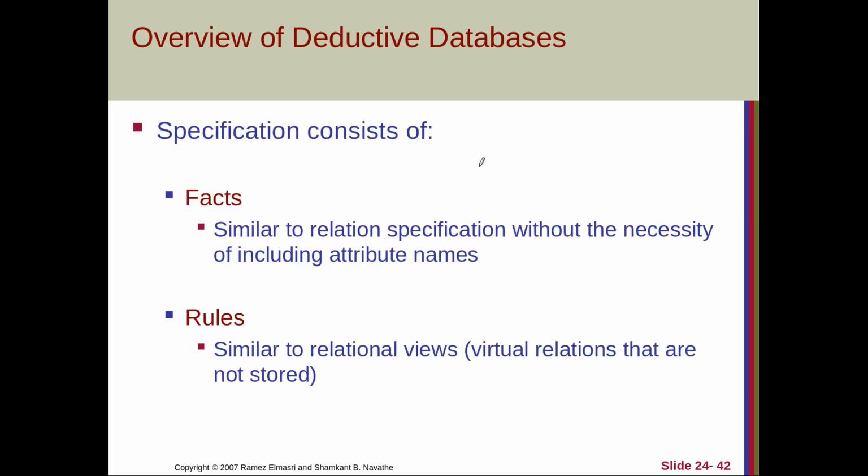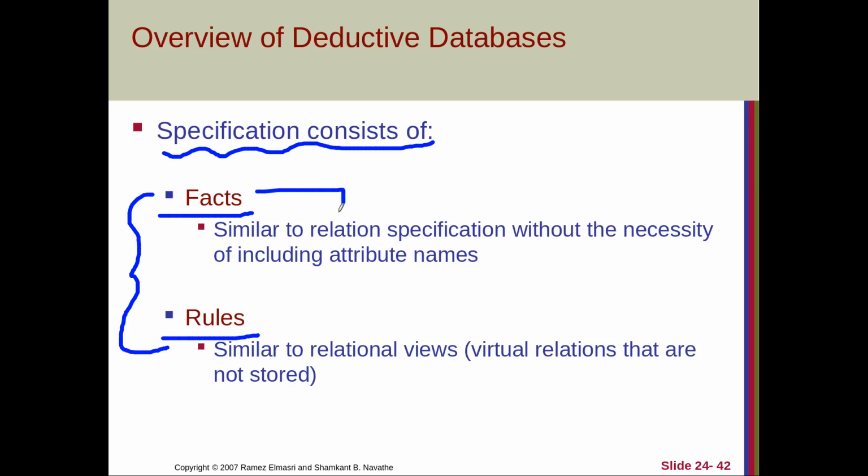Now, for this inference engine or deductive database system, we need to represent the contents in two different formats. One is facts, and the second is rules. Facts and rules are used for representing the different specifications of a deductive database system. So what are these facts? Facts are similar to relations in a normal database system, without the necessity of including attribute names.